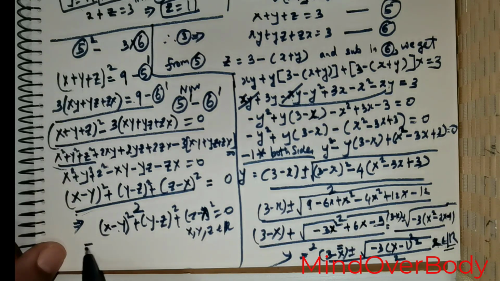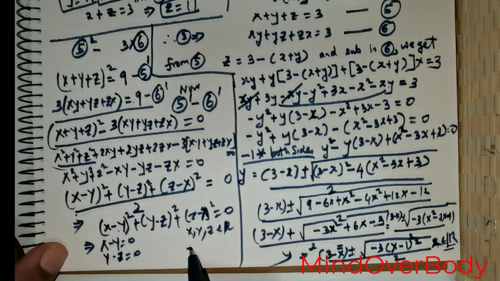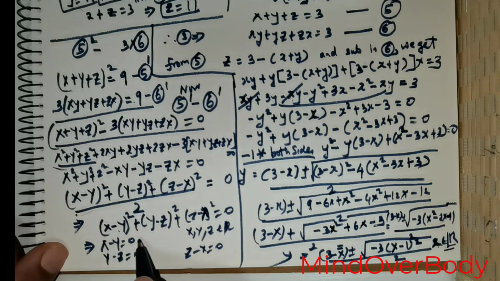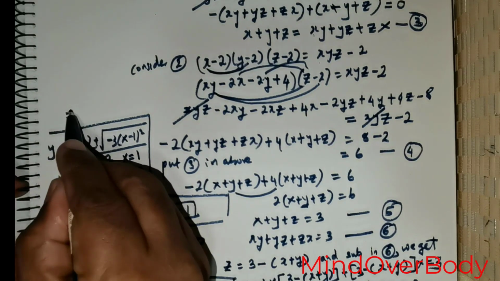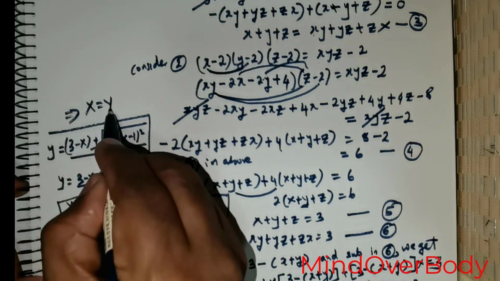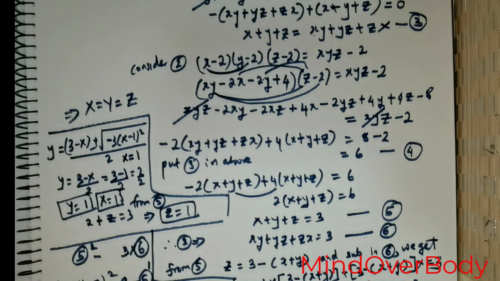So that would mean this can only be possible when x − y is equal to 0, y − z is equal to 0, and z − x is equal to 0. So what does this mean? x − y equal to 0 means x is equal to y, this means y is equal to z, and this means z is equal to x. So you got x equal to y, y equal to z, and z equal to x. What is the meaning of this? This means x is equal to y is equal to z.